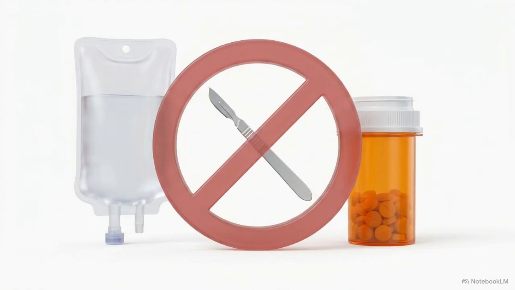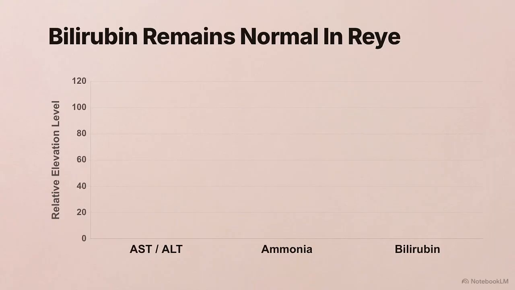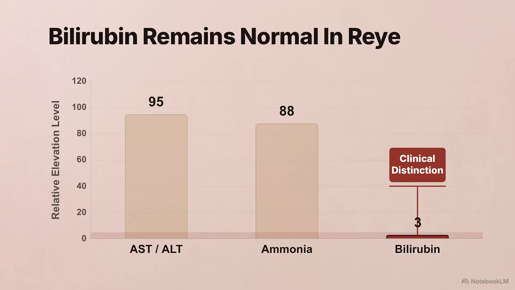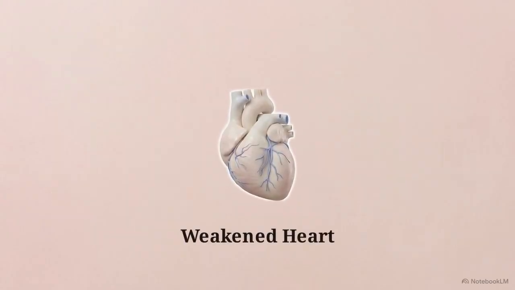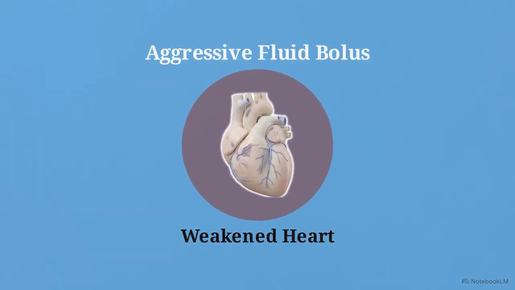Some conditions mimic surgical emergencies, but require strictly medical or nutritional intervention. Reye syndrome is an acute encephalopathy and liver failure that occurs when aspirin is used during a viral illness. In Reye syndrome, lab results show severe transaminitis and high ammonia, but the bilirubin levels typically remain normal. In cases of severe pediatric malnutrition, the body often lacks the cardiac reserve to handle sudden volume changes.